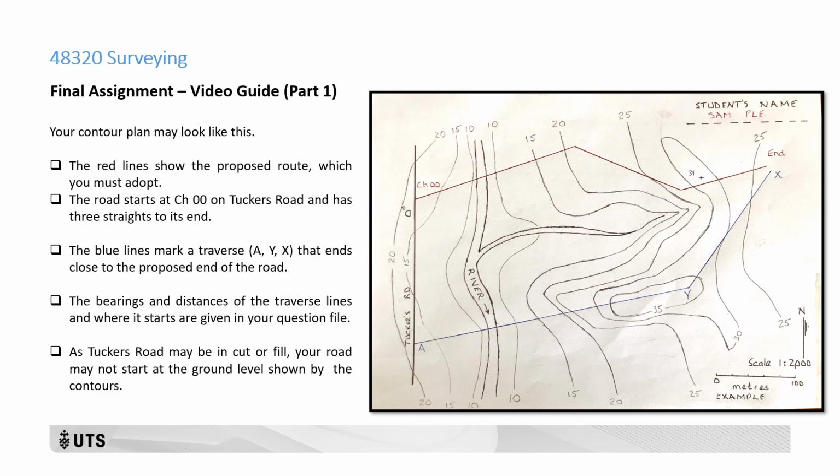Now, you'll be given a specific RL to start your road at Chainage 0, 0, and that's where it meets Tuckers Road. But it may be that Tuckers Road is in cut or fill. So when you come to drawing your long section and you're drawing the natural surface, use the contours to get the natural surface, but remember that your road may start a little bit above or below that RL.